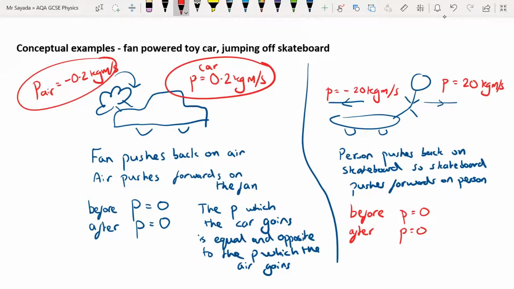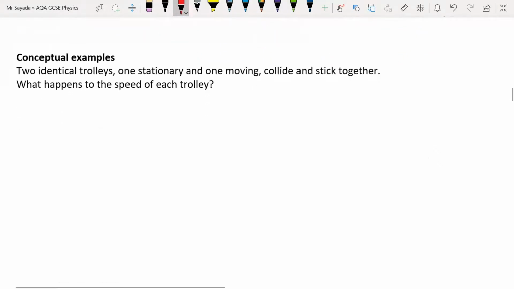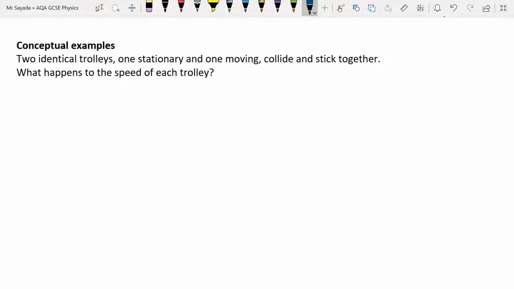Let's look at some more conceptual examples. Pause the video, read this example, press play once you've read it.